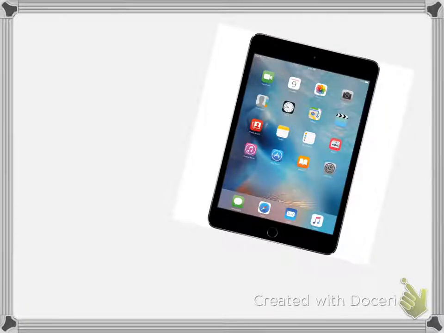And what about this iPad? How would this iPad be measured? What would we measure this one in? Inches, feet, yards, or miles? We would be able to take a ruler to this, and this iPad would be measured in inches.